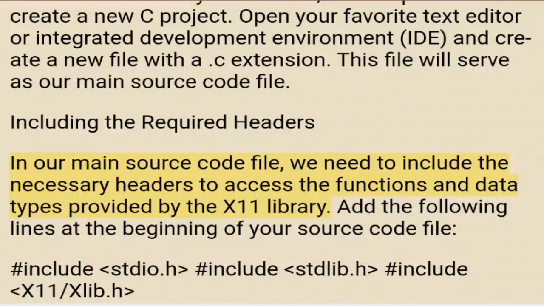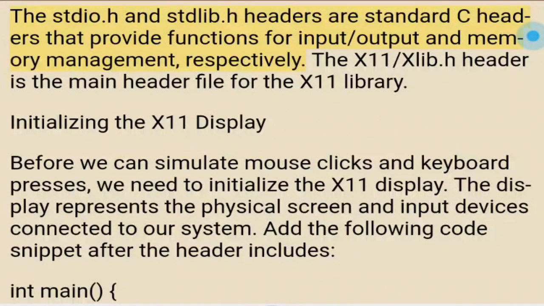Including the required headers. In our main source code file, we need to include the necessary headers to access the functions and data types provided by the X11 library. Add the following lines at the beginning of your source code file. #include <stdio.h>, #include <stdlib.h>, #include <X11/Xlib.h>. The stdio.h and stdlib.h headers are standard C headers that provide functions for input, output and memory management, respectively. The X11/Xlib.h header is the main header file for the X11 library.